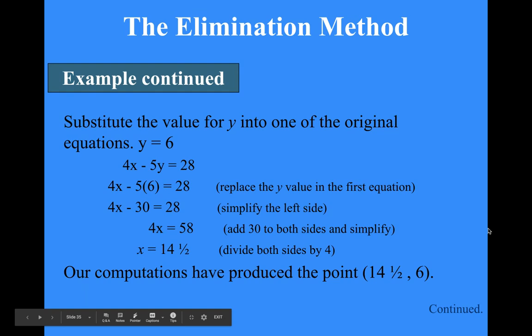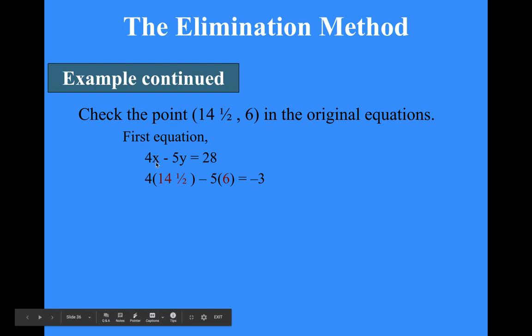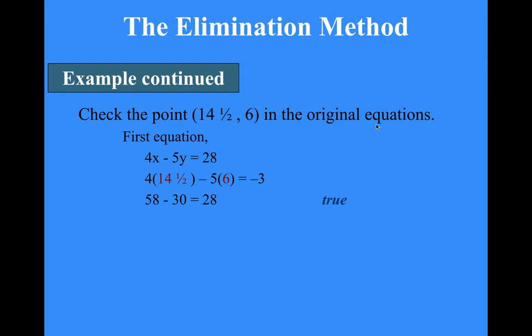Now we have to check this, okay? We're going to check this to make sure we didn't screw up any of our math, any of our computations, by plugging it back in. So remember, x is 14.5, y is 6. So I'm going to take my first equation, 4x minus 5y equals 28, and I'm going to substitute 14.5 for x, 6 for y. 4 times 14.5 gives me 58. 5 times 6 gives me 30. 58 minus 30 is 28. This is a true statement, so this works.